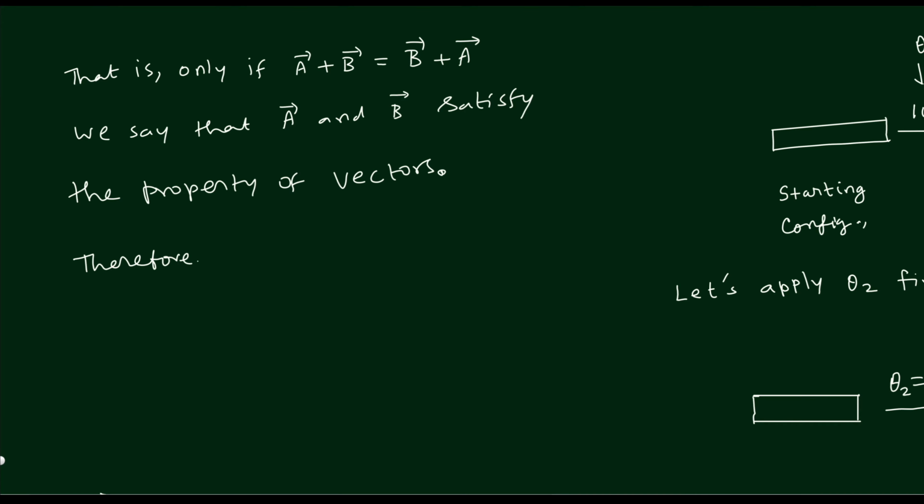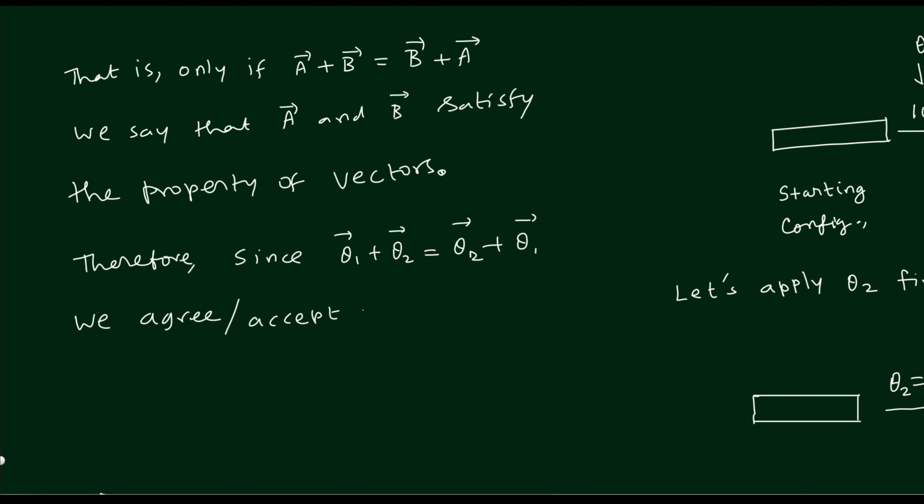That is the reason we are saying that this rule is now obeyed for theta. That is, we say theta 1 plus theta 2 equals theta 2 plus theta 1. So now you understand how we are giving the connection between the vector algebra and the angle here. Because of that reason, we agree. Either you say agree or accept. Okay, we accept that. What is it you are accepting? We accept that rotations are vectors. That is our conclusion. We accept that rotations are vectors.